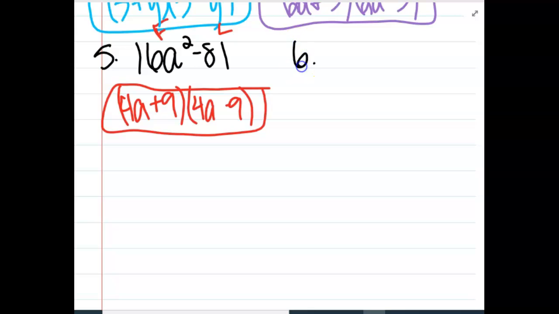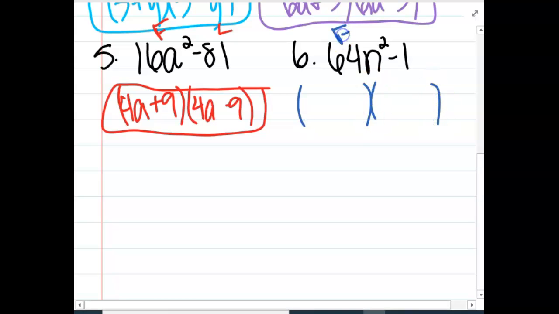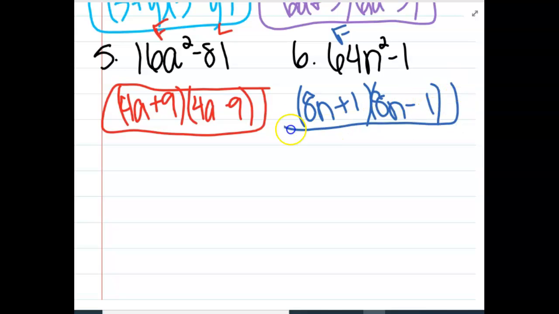Okay, what about this one? What if we do 64n squared minus 1? Okay, greatest common factor. 1, right? If you remember, there's not going to be a greatest common factor here. So if I get ready to factor this one, to get my F, what times what gives me 64n squared? 8n times 8n. What times what gives me a negative 1? Yeah, plus 1, minus 1. You guys believe me that I said it's a really easy factor?